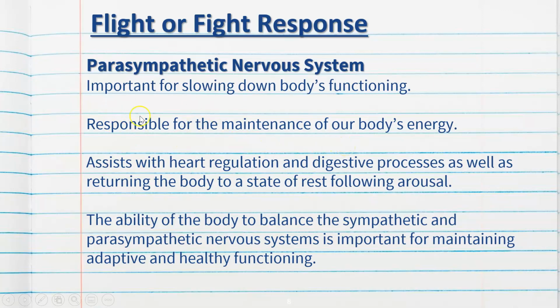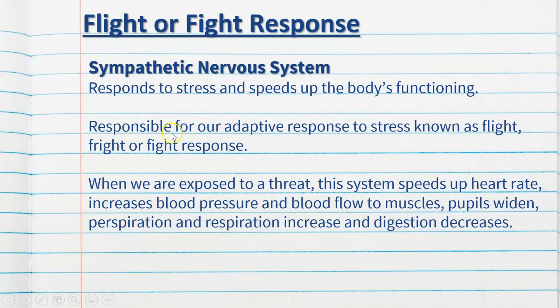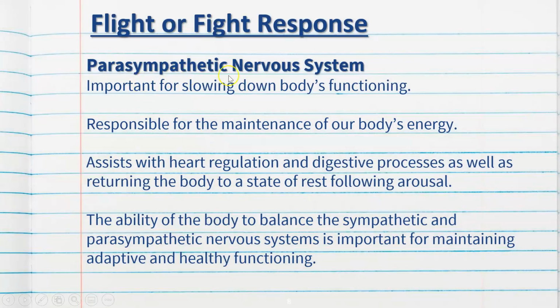So our sympathetic nervous system, if I go back, speeds everything up. Our parasympathetic nervous system slows everything back down again to resting levels. So the parasympathetic nervous system also assists with heart regulation, digestive processes return to normal, as well as returning the body to a state again of rest following arousal or flight or fight.